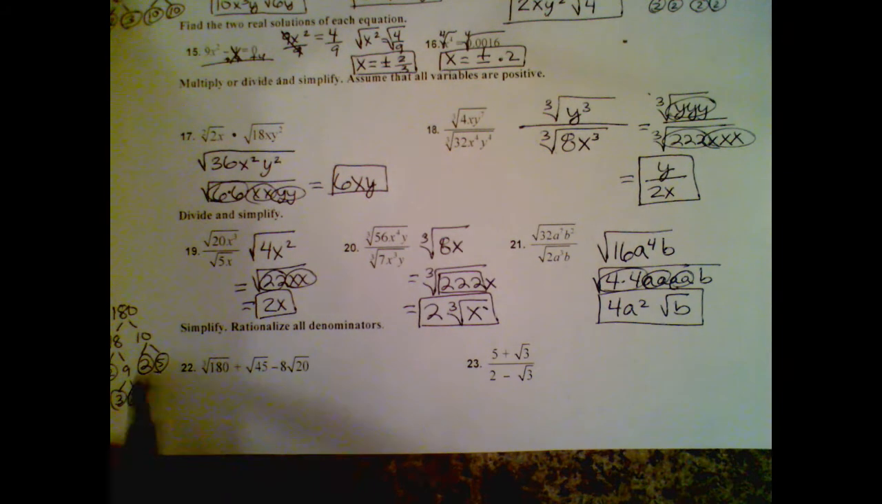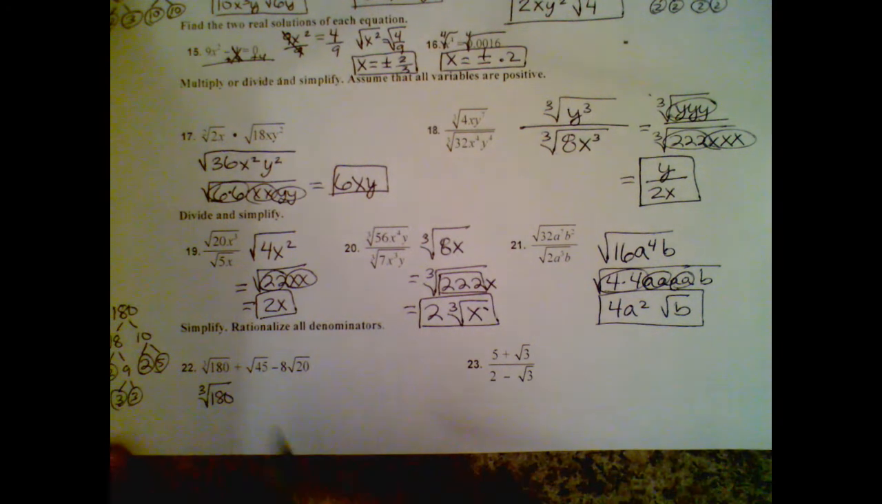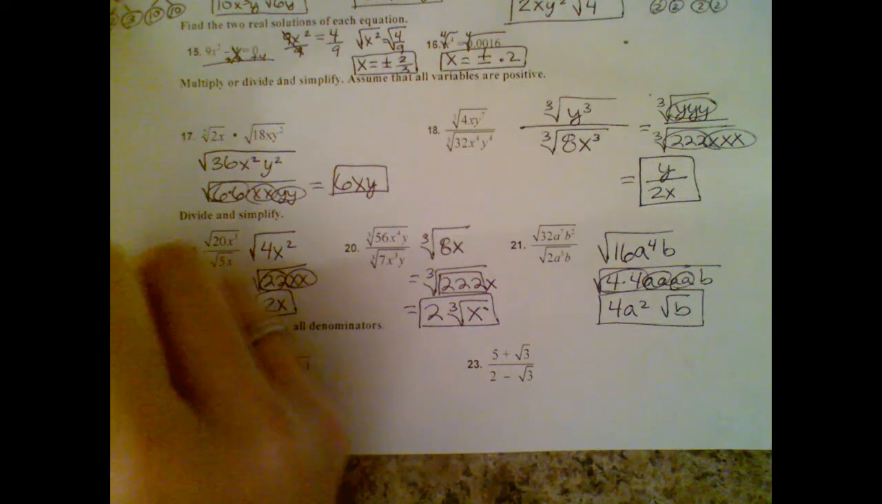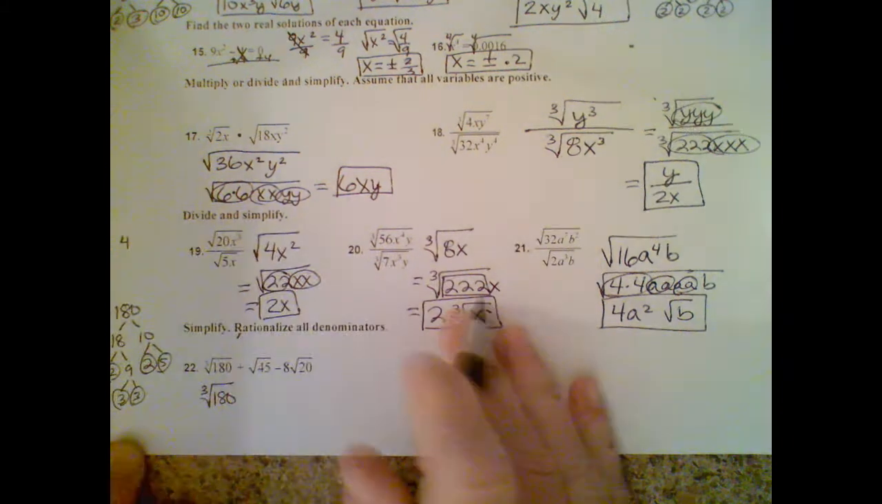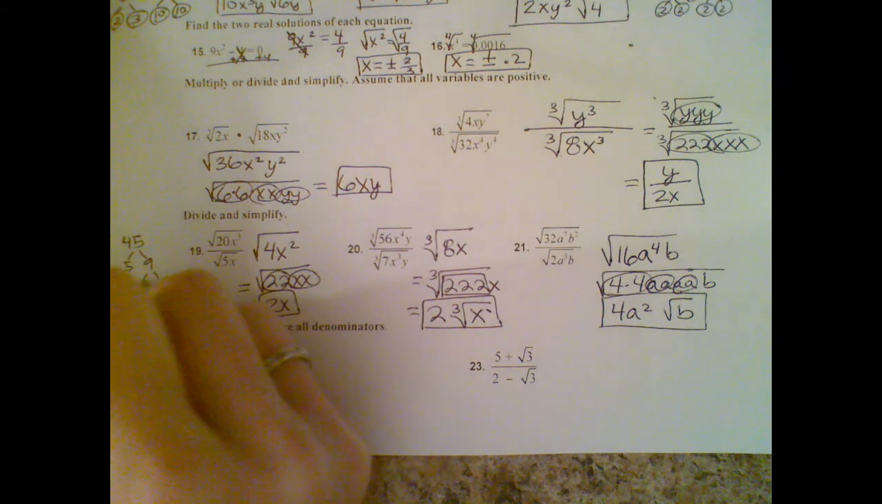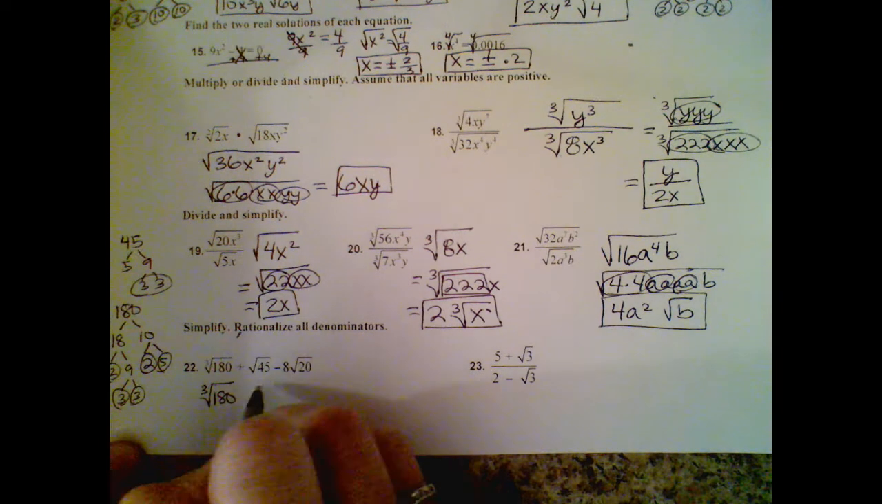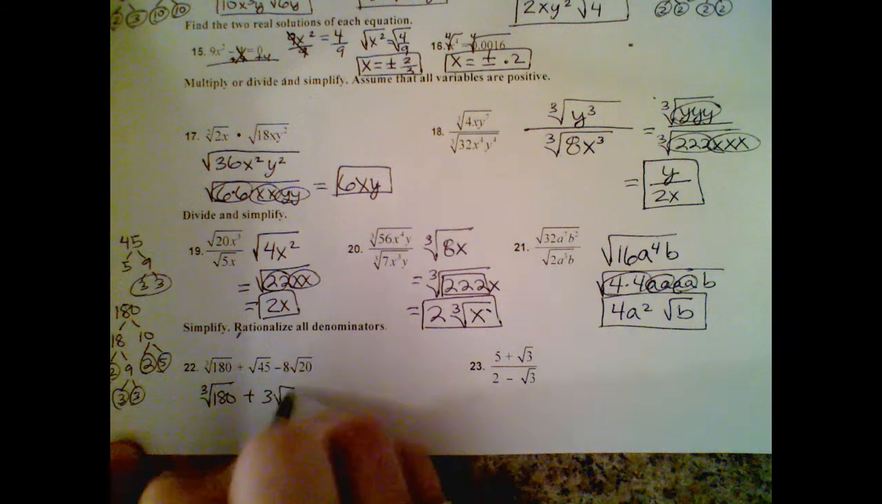Notice how we don't have a group of 3, so that is reduced. We can't reduce that any further. 45, we're going to make a factor tree for it. We get 5 and 9, 3 and 3. And this one's square root, so we have a pair of 3's. So that would be 3 square root of 5.